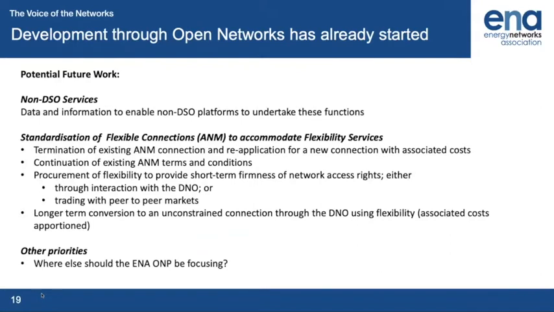The standardisation of A&M delivered flexible connections to provide flexibility services. There's quite a few pathways open at the moment to A&M connections. If too much curtailment is being faced, they can always reapply and pay for the new connection and the associated costs. Or they can continue with the A&M and accept that level of curtailment. But there may be other future considerations, such as procuring flexibility either from the DNO through third parties or direct trading with peer-to-peer markets to be able to give them more options to firm up that network access.